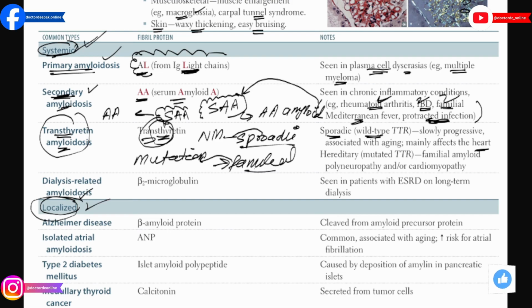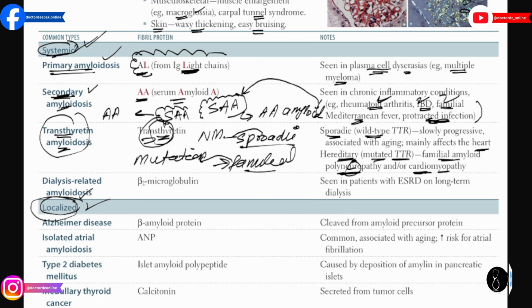Then after that we have the hereditary, which is called mutated transthyretin, and that will lead to familial amyloid polyneuropathy and cardiomyopathy. So it means when the condition is hereditary, this abnormal transthyretin protein is going to damage the nerves, multiple nerves are going to be damaged, which is called polyneuropathy. And after that, these proteins are also going to damage the heart, which is called cardiomyopathy. So these are the differences between the sporadic type and hereditary type of transthyretin amyloidosis.